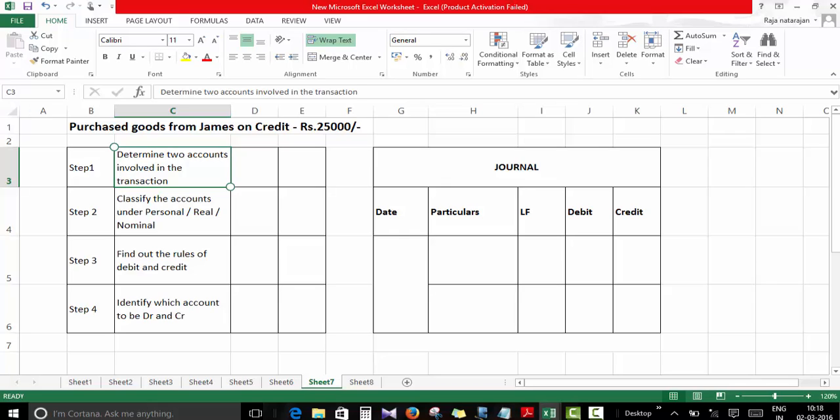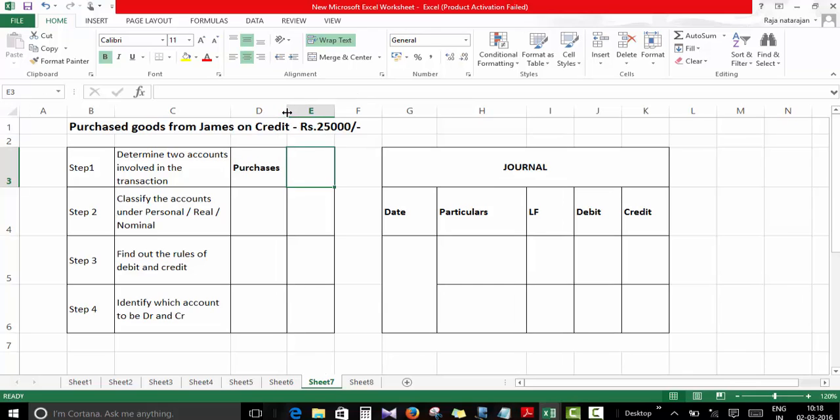We are purchasing from Mr. James, so goods are coming in, and when goods come in, we'll recognize them through purchases, right? So the first account involved is purchases. Here we are not going to make the payment, rather we are purchasing it on credit. It means we have an obligation to this gentleman, Mr. James, because his account is not yet settled. So the other account which is still pending, or is part of the transaction, is James account. So the two accounts involved in the transaction are purchases account and James account.